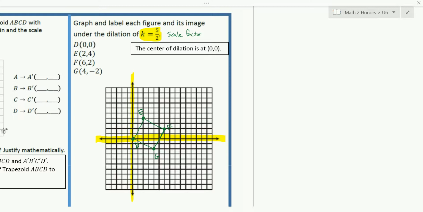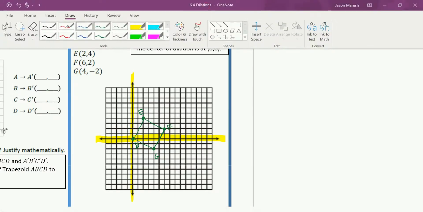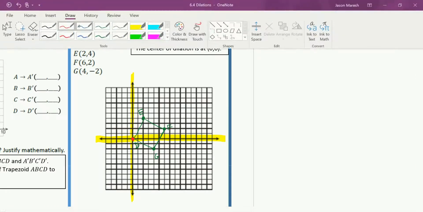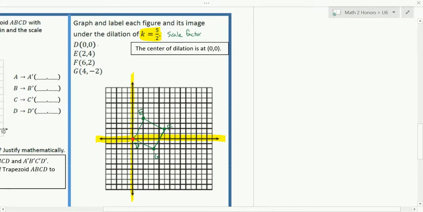And does it say what? The center of dilation is at 0, 0. Okay, so right here is the center of our dilation, and we want to come up with our new points. And our scale factor is 5 over 2. So let's start with F. If F is 6, 2, what do you think F prime is going to be if the scale factor is 5 over 2?